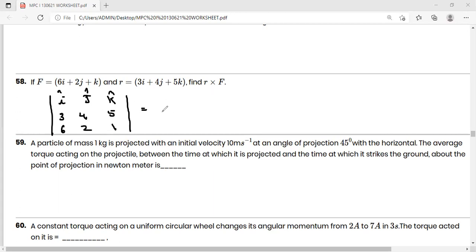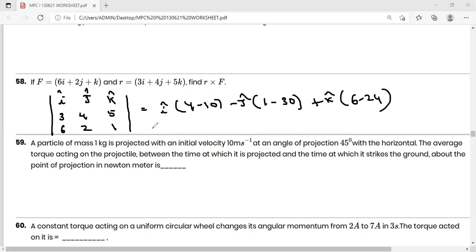So now first you take the i component here. To calculate the i component, you have to take the product of 4 and 1, 4, minus 2 into 5, 10, minus j cap into, for j cap you have to write 3 into 1, 3, minus 5 into 6, 30, plus k cap into 6 minus 24. And finally it will be minus 6 i cap, and this is minus minus 27, plus 27 j cap, and this is minus 18 k cap. This is the answer for r bar cross f bar.